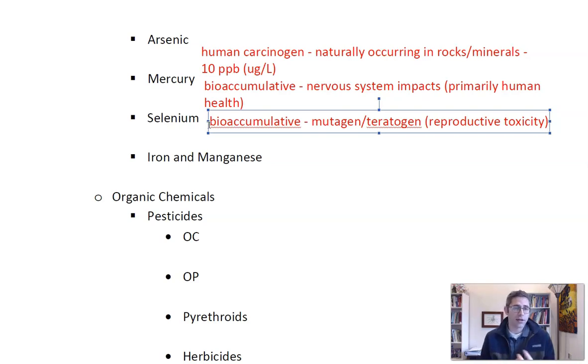I've worked a lot with a certain discharger in California that has a major selenium problem, and done a lot of bioaccumulation modeling on that. And again, the concern is that as selenium moves up the food chain into fish and then birds, it can cause major problems.